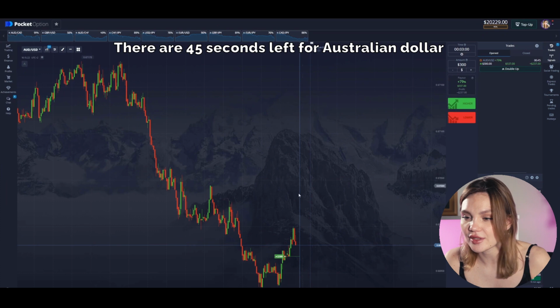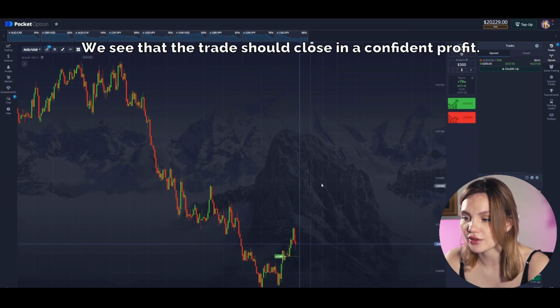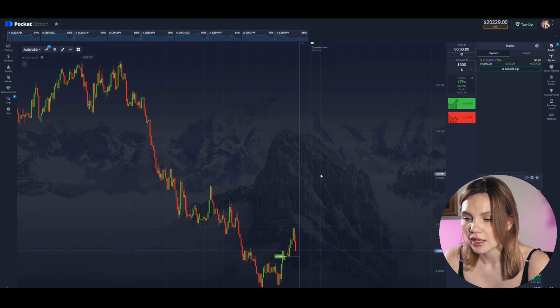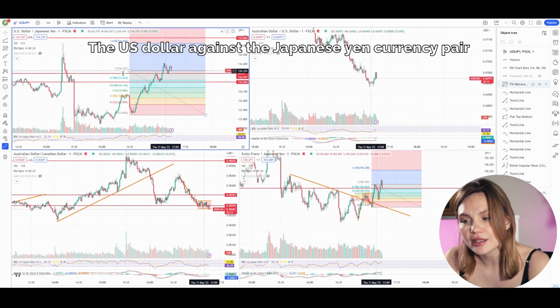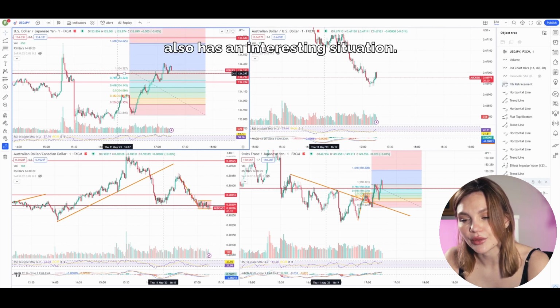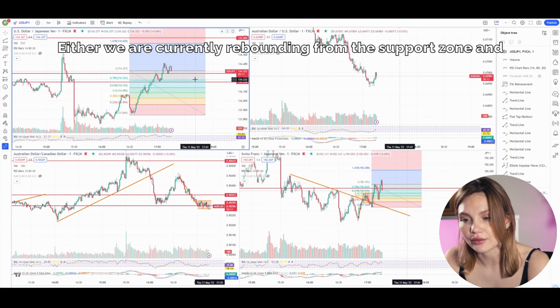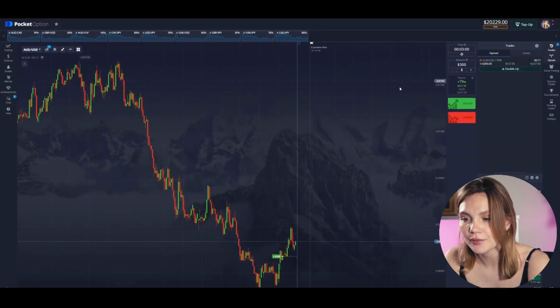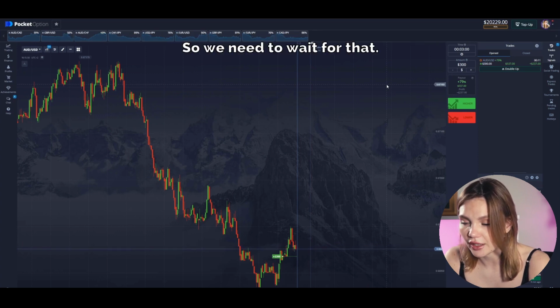There are 45 seconds left for Australian dollar and the US dollar. We see that the trade should close in a confident profit. It hasn't closed in a loss once during the entire trade. The US dollar against the Japanese yen currency pair also has an interesting situation. There can be two possibilities here. Either we're currently rebounding from the support zone and going upward, or a double top pattern is forming and consequently will go down. So we need to wait for that.